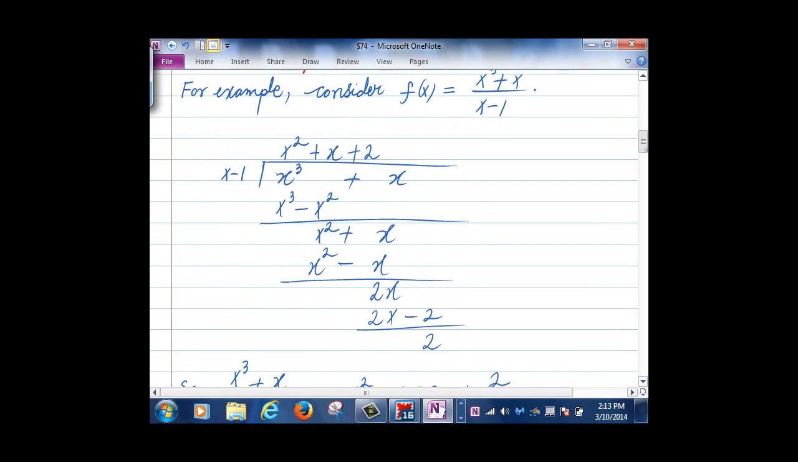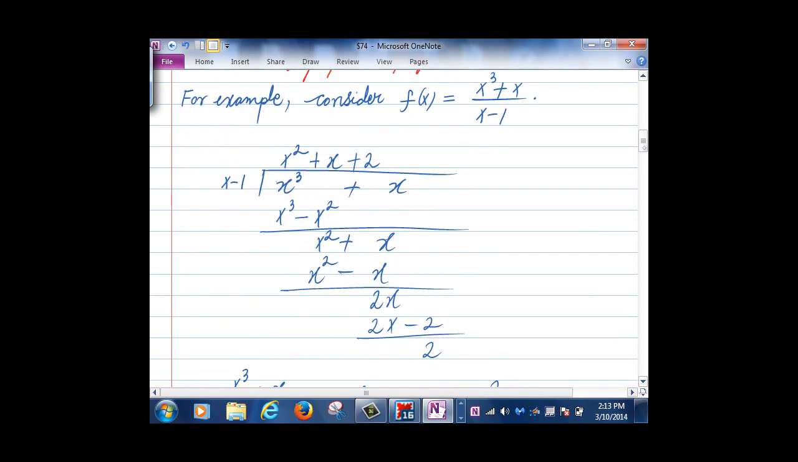Okay? So let's see an example. Let's say I have this rational function, which is f of x. f of x is x cubed plus x divided by x minus 1. This is an improper fraction. I want to express it as a polynomial plus a proper fraction, and let's see how we could do that.